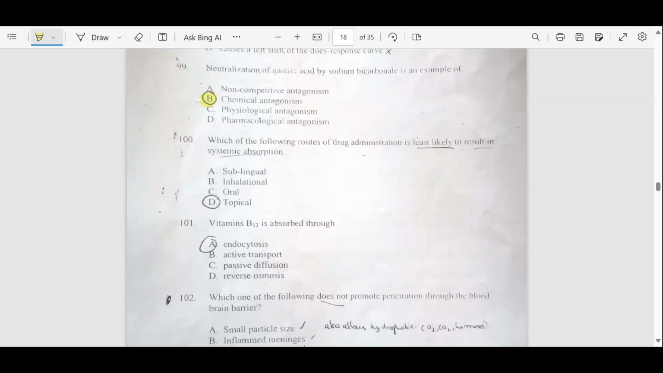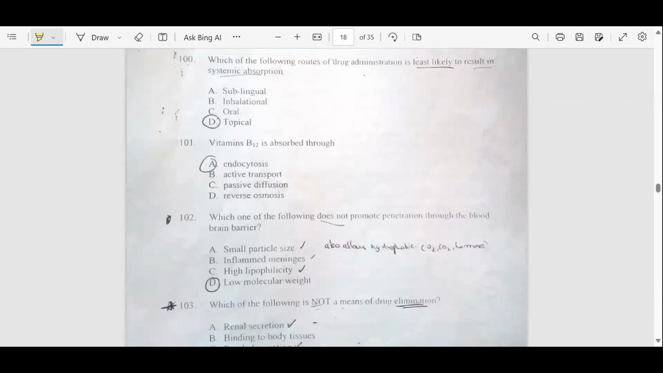Number 100: which of the following routes of drug administration is least likely to result in systemic absorption? You have sublingual, inhalational, oral, and topical. The answer there should be D, topical. It's straightforward, I guess. But if anyone has a different opinion, you can say.